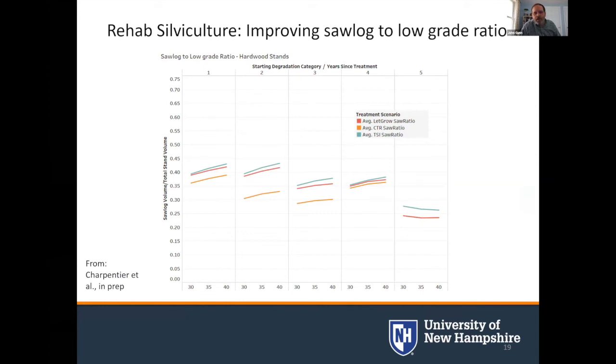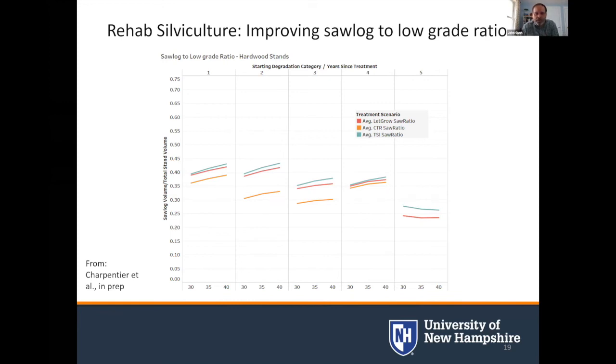the value in these stands. The opportunities can be somewhat limited, depending on what you have to start with, and maybe that's no surprise to anybody. In this case, these category one stands are the highest quality, and category five are the lowest quality. We looked at a timber stand improvement practice, which is a really aggressive thinning from below to shift species to more desirable species, and a crop tree release, which was a thinning from above with the same objective. There's really not much you can do in these really poor quality stands, because there's not much there. But we start to see some movement in the stands where there's a little more to work with, where you can start to nudge that ratio up.